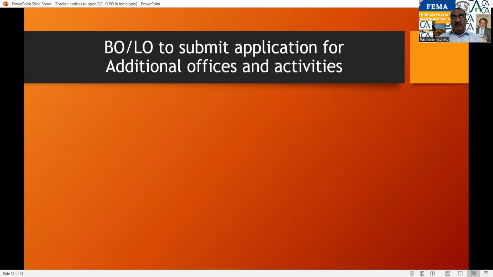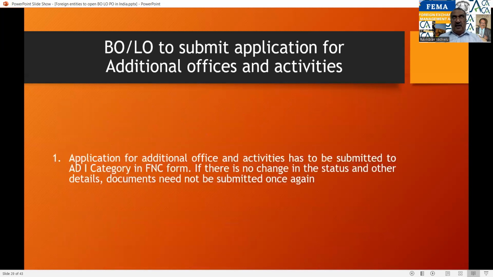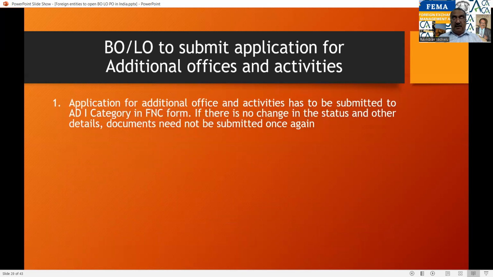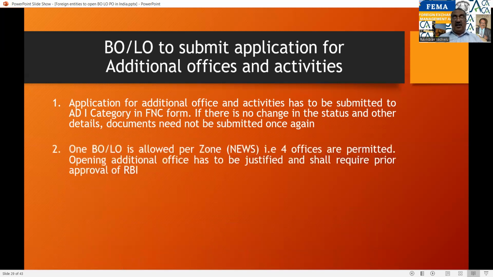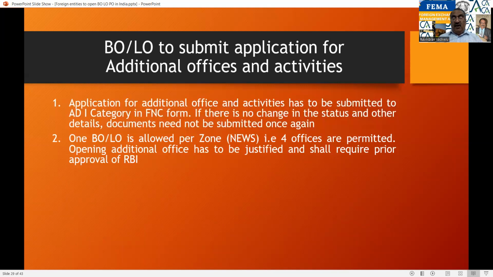And the branch office or liaison office has to submit an application for additional activities. Suppose they want to carry out any additional activities, that is also permitted. But if there is no change in the status, they need not submit any other details. If there is, then they have to submit the additional details in the FNC form. One branch office or liaison office is allowed per zone, because there are 4 zones, that is north, east, west, south. For each zone, one office is permitted.